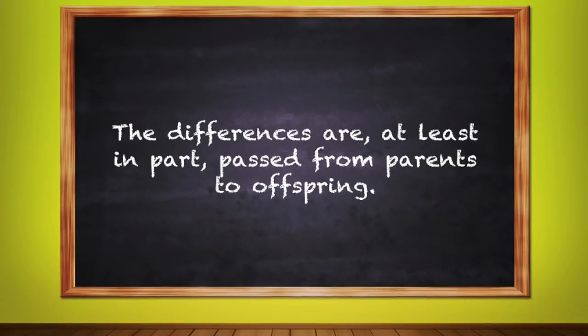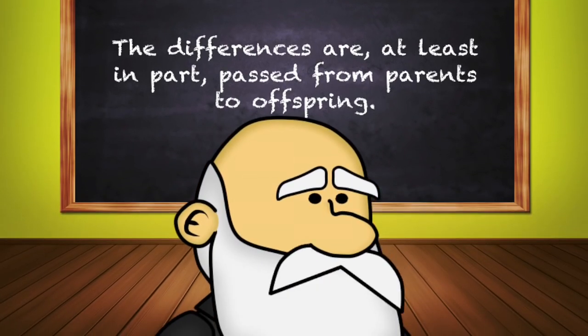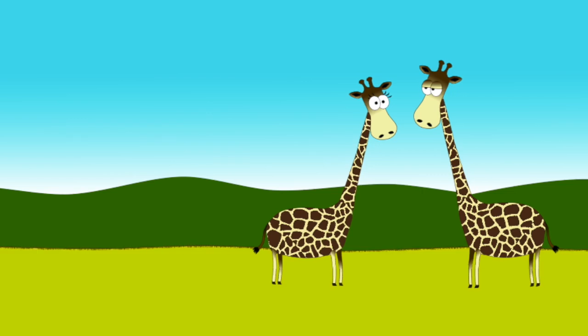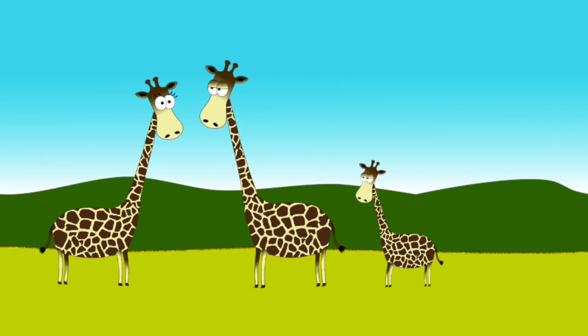Condition number 2. The differences are, at least in part, passed from parents to offspring. Darwin's descent with modification is the idea that offspring are fairly similar to their parents, with some genetic differences.